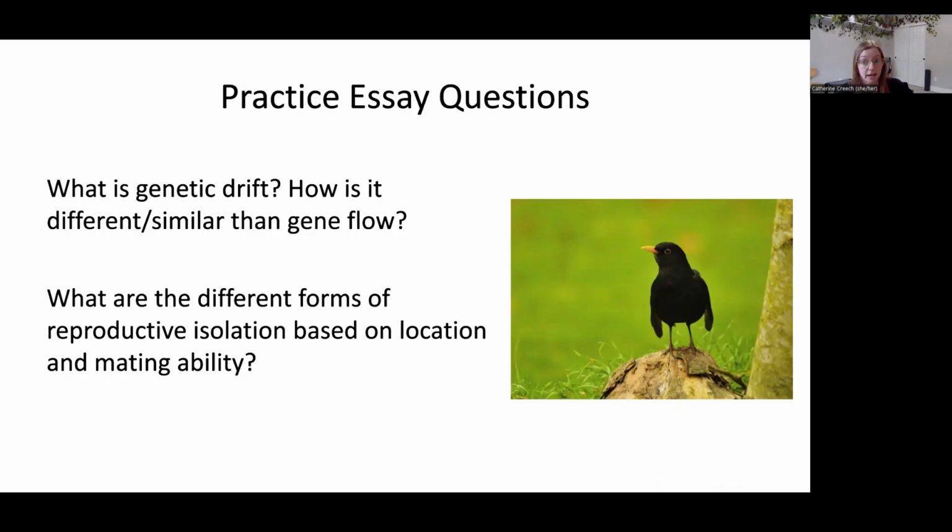It could also be timing. Maybe this bird is here in the spring, but its mates come in the summer. That would be temporal isolation. Maybe this bird's genitalia wouldn't fit. Most birds don't have penises, so maybe its cloaca wouldn't fit. And that would be mechanical isolation. All of those are before you create the zygotes.